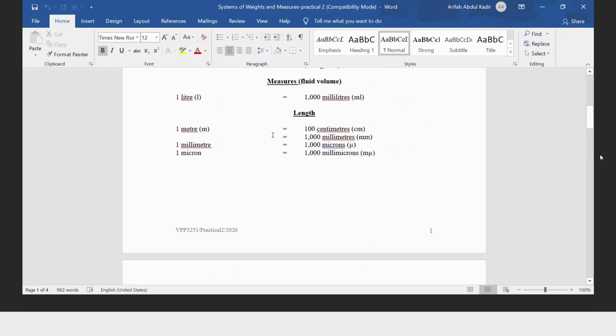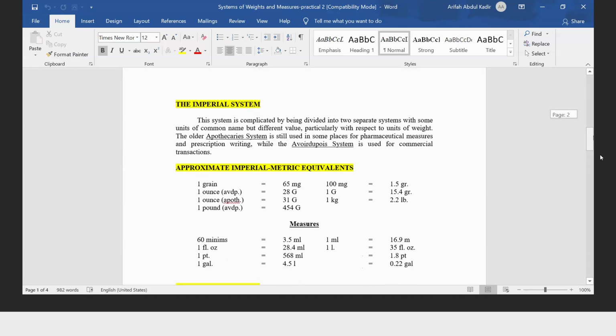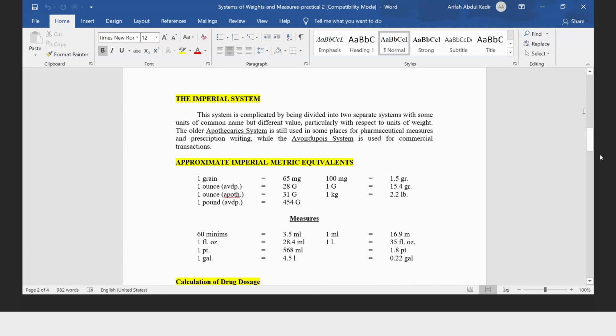And then these are the other things. This is the length, which is not very important. And then we have the imperial system, beside the metric system. This is the old system. It is complicated, in 2 separate systems with some units of common name but different value. So this one will complicate us, particularly in respect to units of weight.